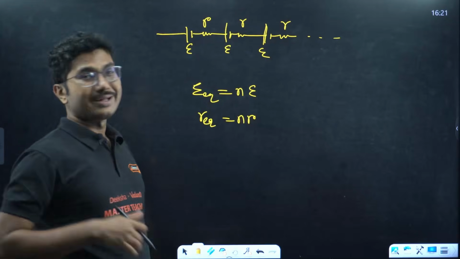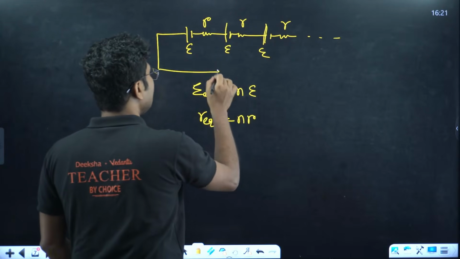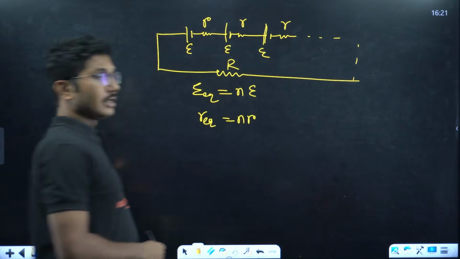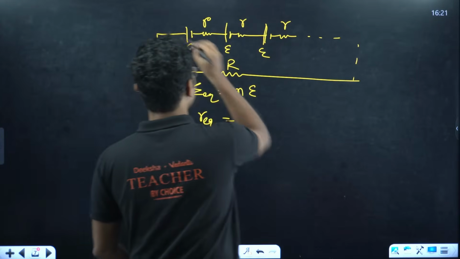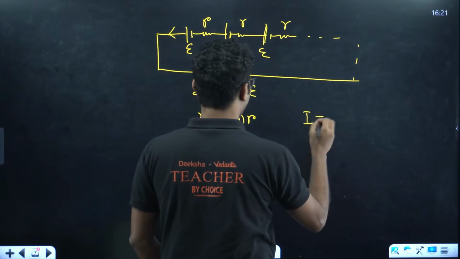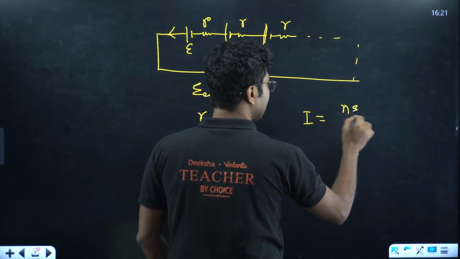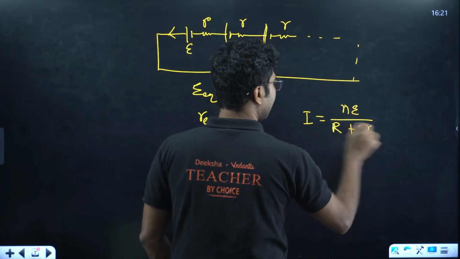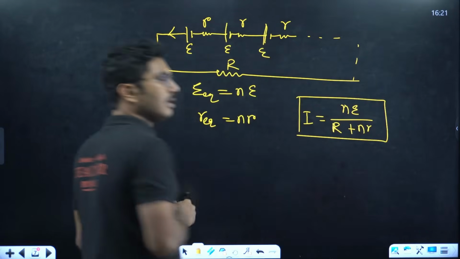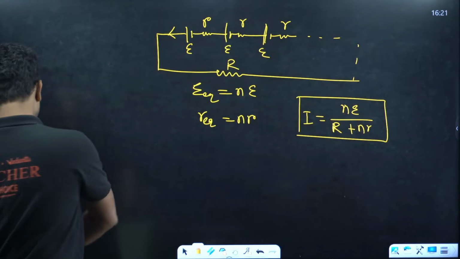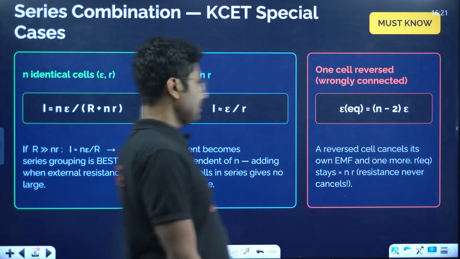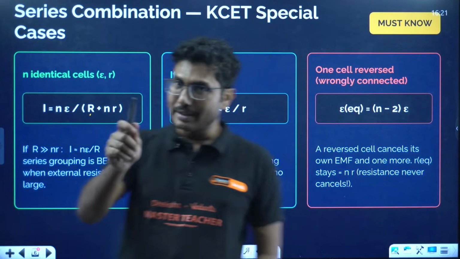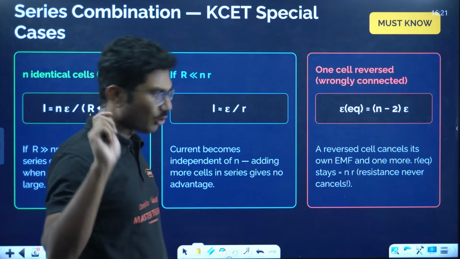Now what about the current in the circuit if you connect them in a series combination with a resistance R? If you connect them to an external resistance R, the current in the circuit will be I equals N epsilon, the equivalent EMF, divided by the external resistance plus NR, right? This is the current in the circuit. So you need to be a little careful to answer this question. It will be N epsilon divided by R plus NR. We will see the parallel combination also, don't worry.